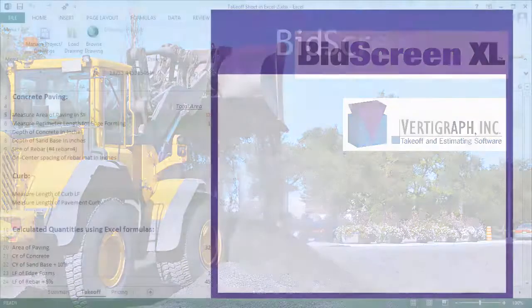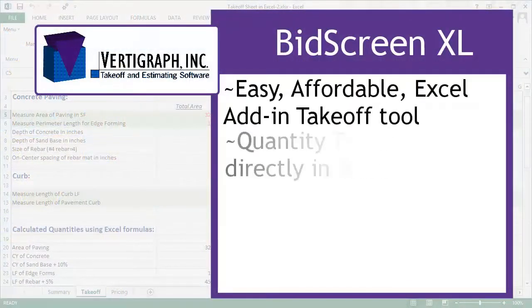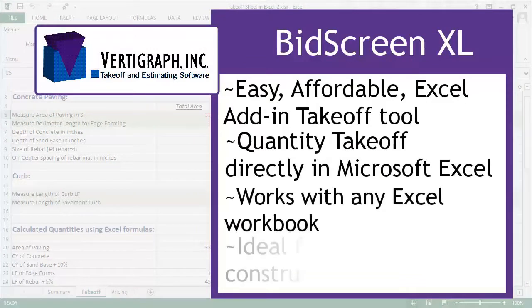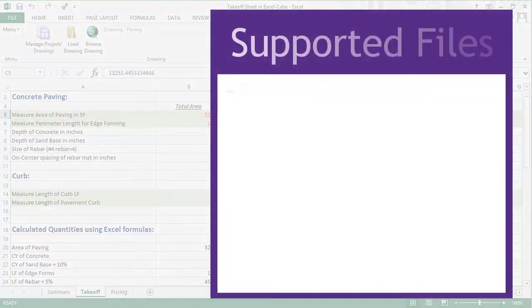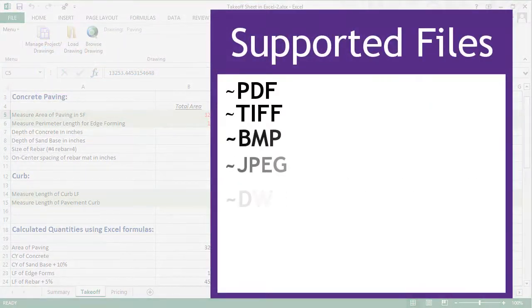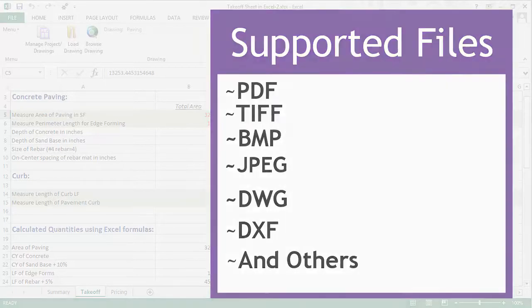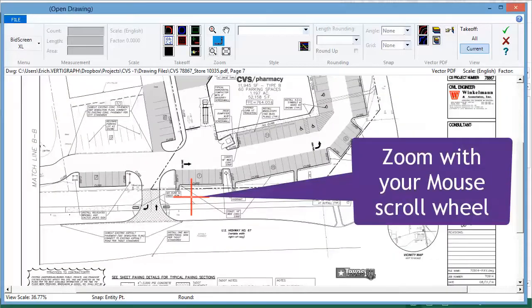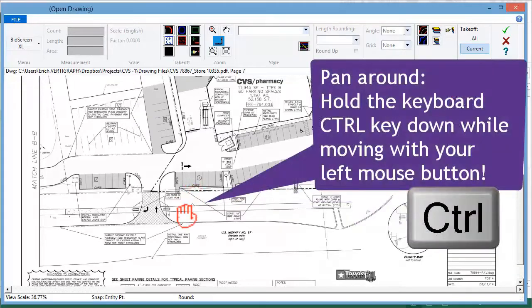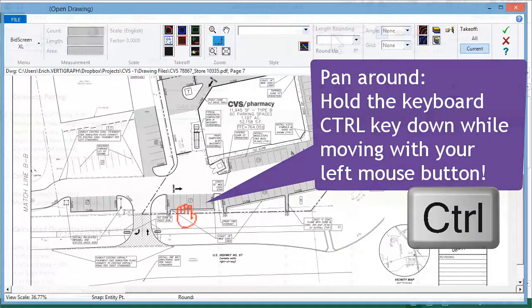Bidscreen XL gives you the power to take off your electronic plans directly in Microsoft Excel. Electronic plan files supported include PDF, TIFF, BMP, JPEG, DWG, DXF, and others. With Bidscreen XL, you can zoom and pan the image while you're working in Excel.